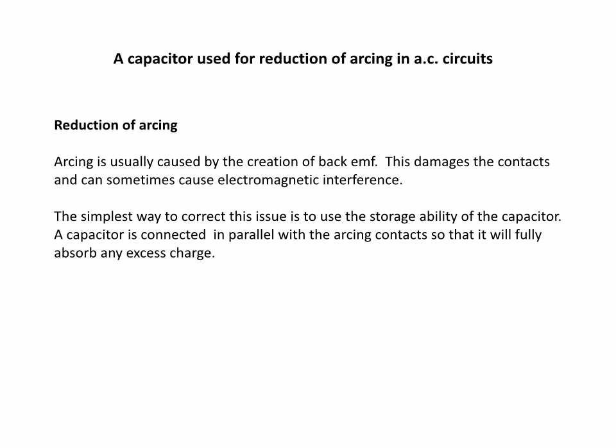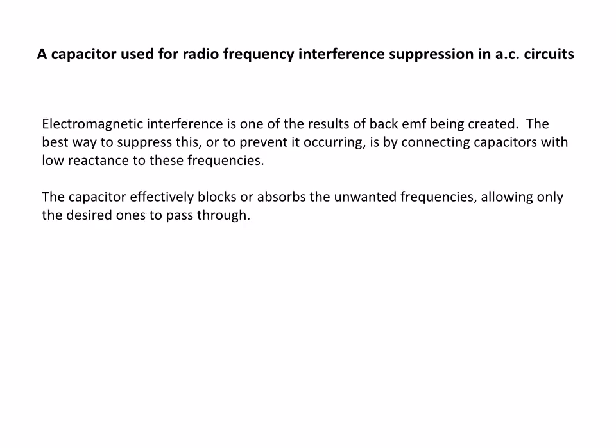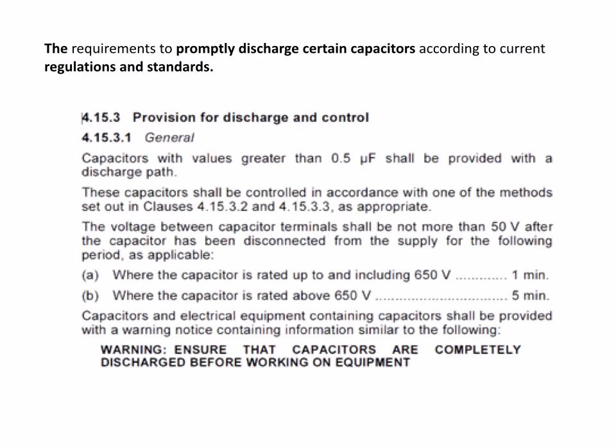We can also use a capacitor to reduce arcing, and the capacitor will absorb the arc and stop the arcing across contacts. It can also be used to suppress radio frequency, and again the capacitor can absorb the unwanted frequencies. There must be a provision for charge and control of a capacitor, so any capacitor more than 0.5 microfarads must be provided with a discharge path, and you can read there the values of time for different voltages.